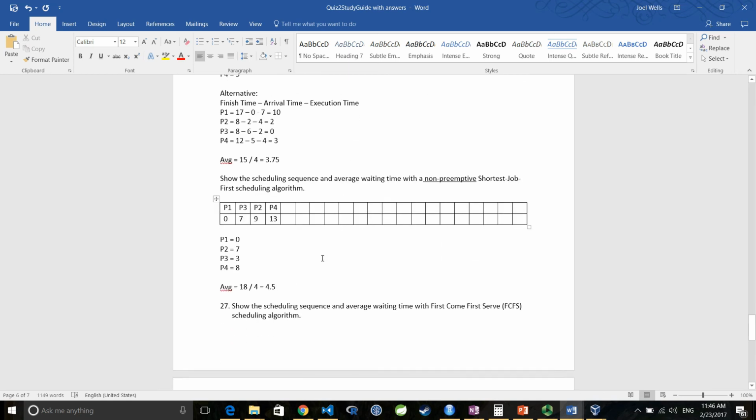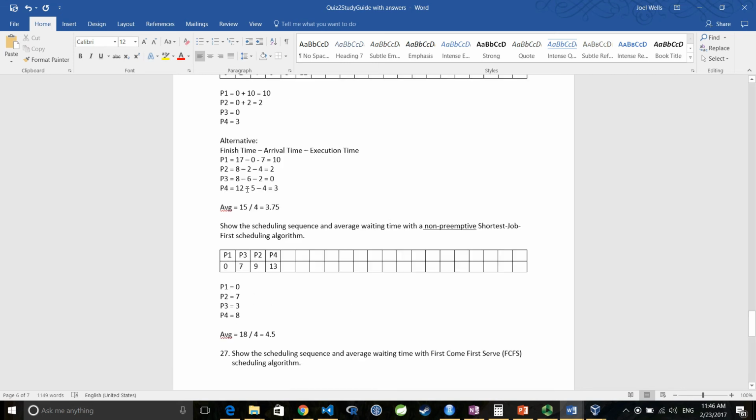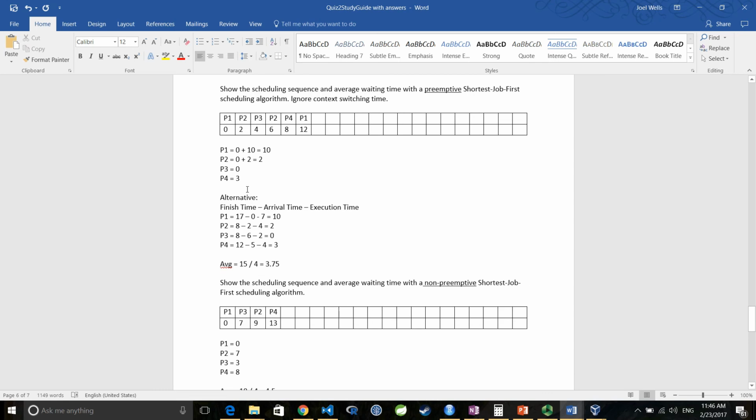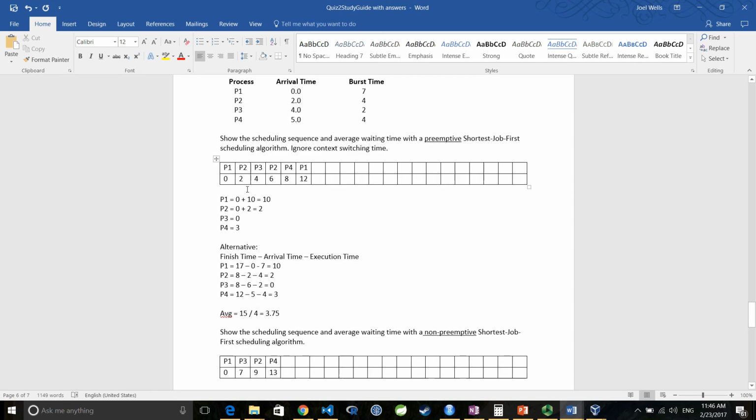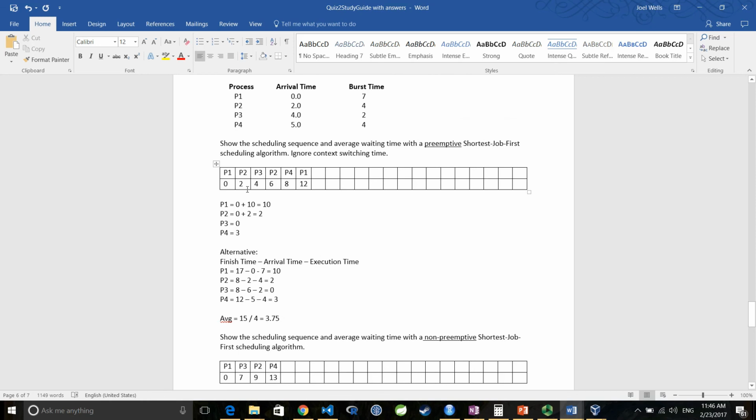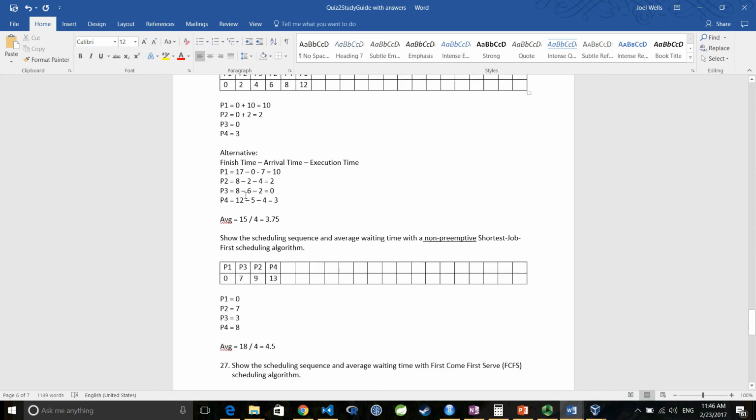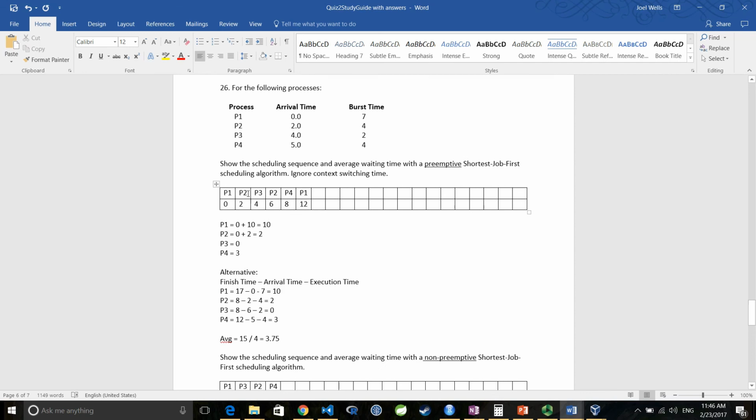Okay, so now we get to non-preemptive, and it's easy to be lured in by this question. Non-preemptive, again, you start off going cell by cell, and the only possible choice is P1. It's the only one that's arrived. Because this is non-preemptive, however, once P2 arrives, even though it's got a shorter burst time, it's not going to interrupt P1. P1's got the CPU, it's going to finish.